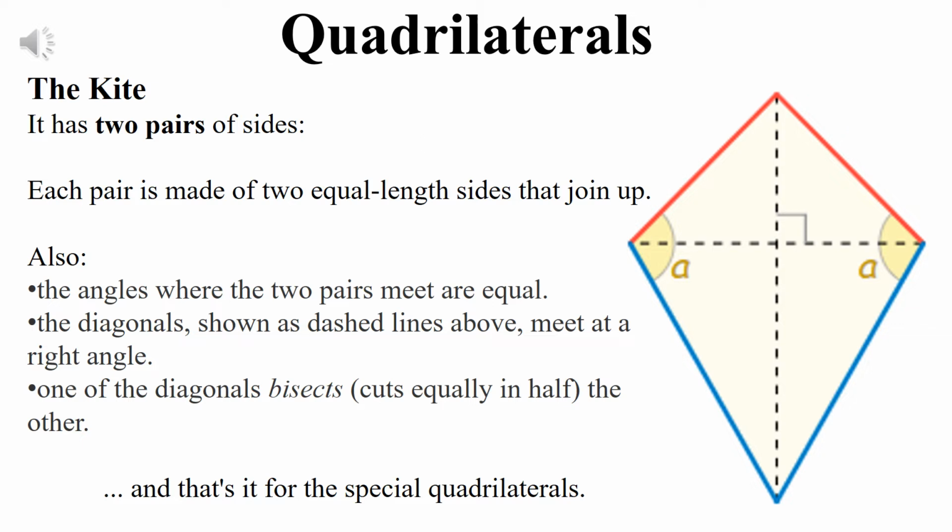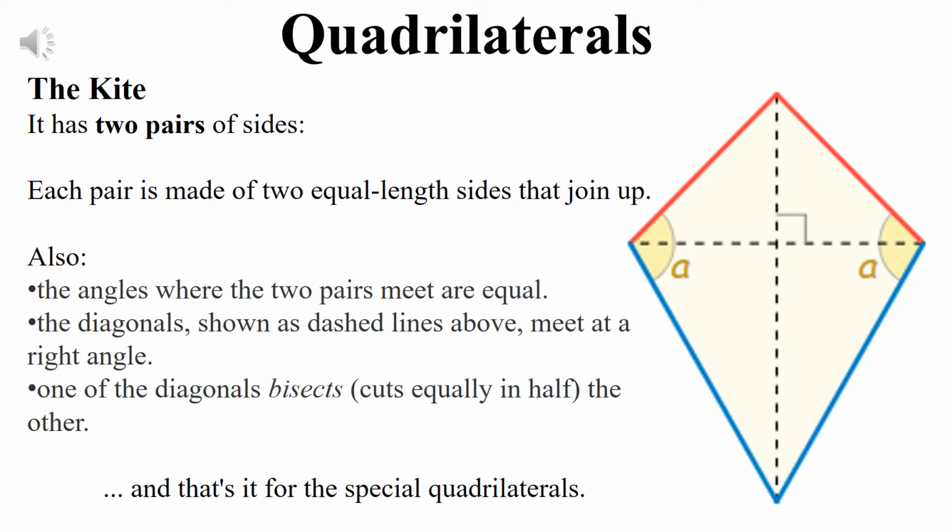The kite. It has two pairs of sides. Each pair is made of two equal length sides that join up. Also, the angles where the two pairs meet are equal. The diagonals, shown as dashed lines above, meet at a right angle. One of the diagonals bisects, or cuts equally in half, the other.